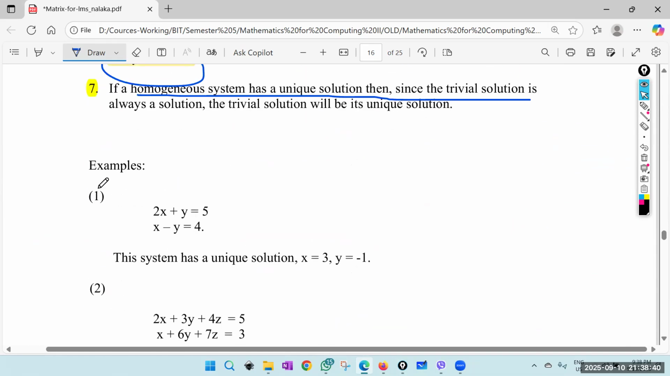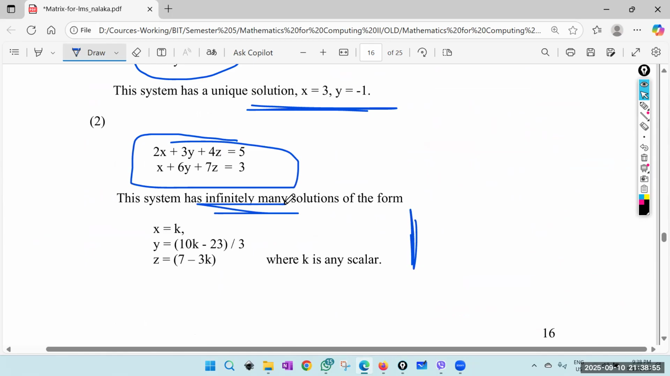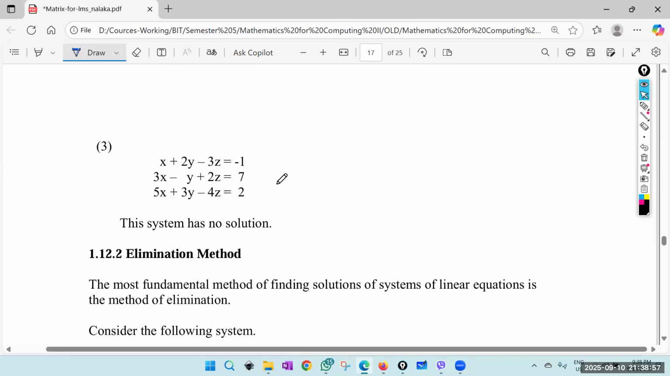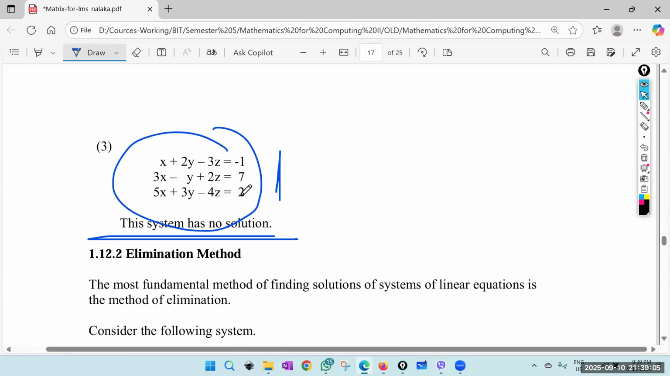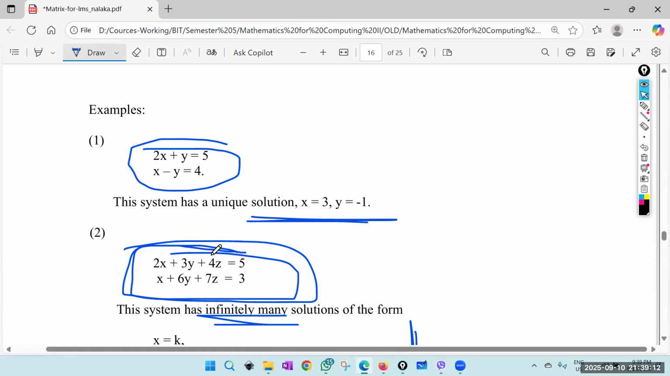Okay. Now these are some examples. This is a two-dimensional example where you have a unique solution. Right? So these are three-dimensional examples where you have infinitely many solutions. And this is an example in three dimensions where you have no solution. Therefore, this one has infinitely many solutions. So this one has a unique solution, of two dimensions.